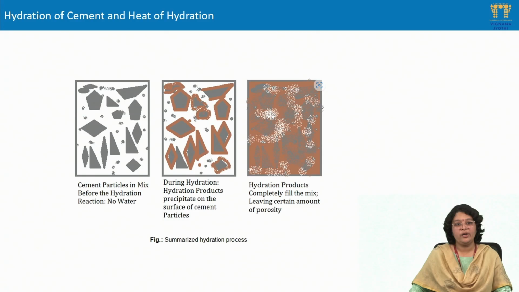In figure 1, you can see the cement particles in a loose state. When water is added to it, there is a dissolution of the cement particles in the water, which results in the formation of these hydration compounds, brown in color, which get precipitated on the whole periphery of the cement particles. With time there is a densification of the matrix, as seen in figure 3, leaving only small pores in the matrix. This is how cement hydration takes place, resulting in the formation of hydration compounds which enhance the strength and durability performance of the matrix.